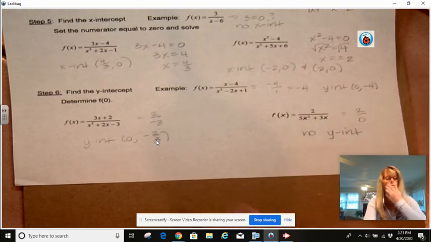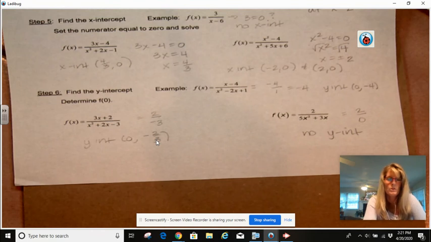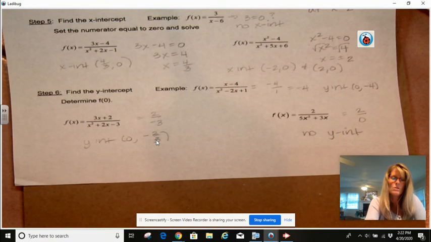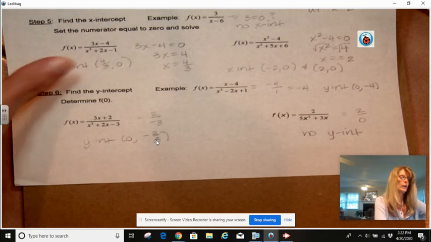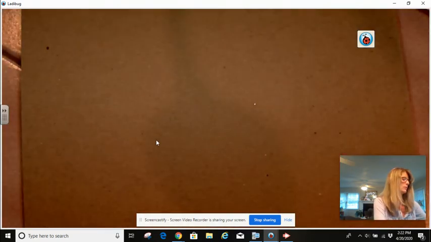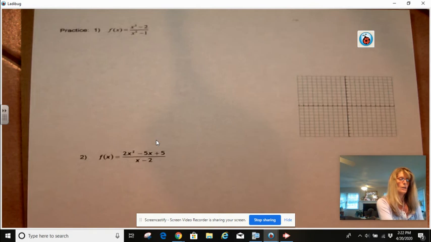y-intercept. So for every problem, you want to go through all 6 steps showing your work and then use all pieces of information to get a graph. You may still need some extra points to get a clear graph, but this should get you a long way. So we're going to end up with just a couple of examples.